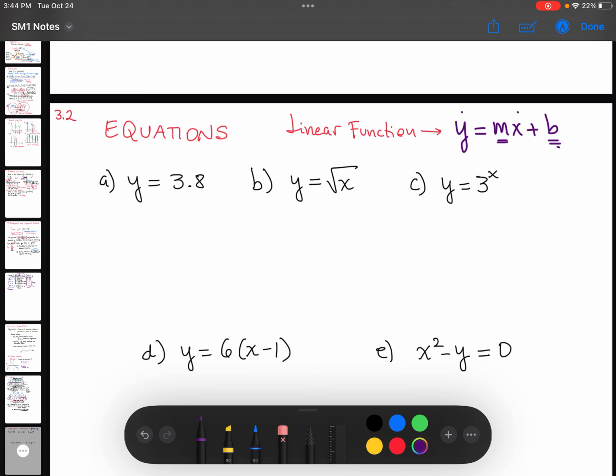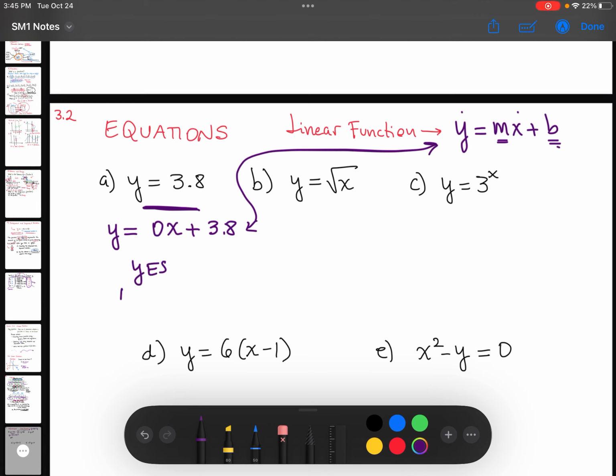A, B, C, D, and E. Well, what can we say about 3.8? Well, y equals 3.8. I want you to notice something. You can rewrite it as this: 0x plus 3.8. Can you see that this is similar to the way we wrote the equation of a linear function? So in this case, yes, this is linear. This is a linear function, okay?